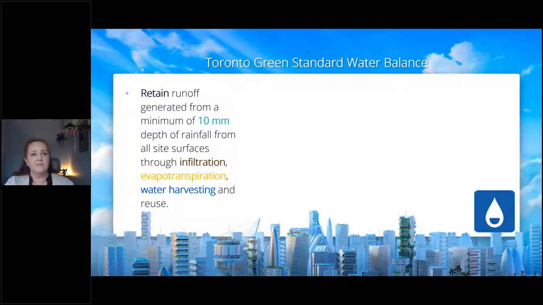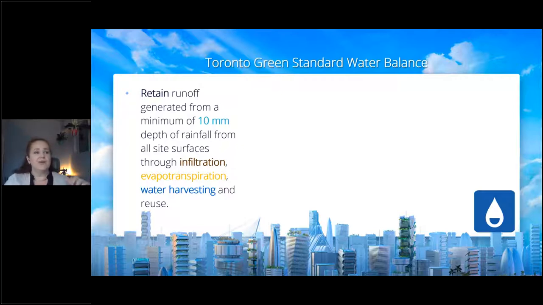What are we seeing at the different municipalities? Well, Toronto have their green standard, and we're currently up to version 3. And if a project wants to go for tier 2, which is when you start to get these development charge rebates and some money back, then you are required to do this.